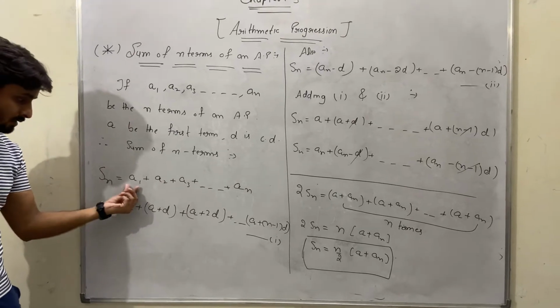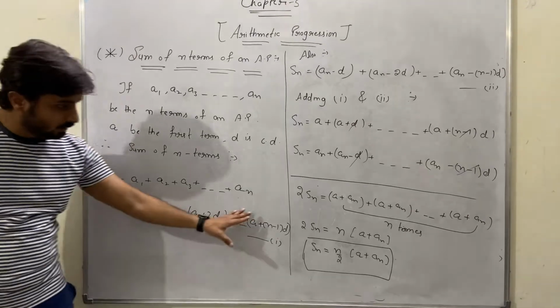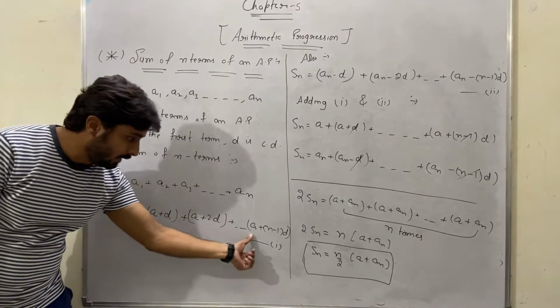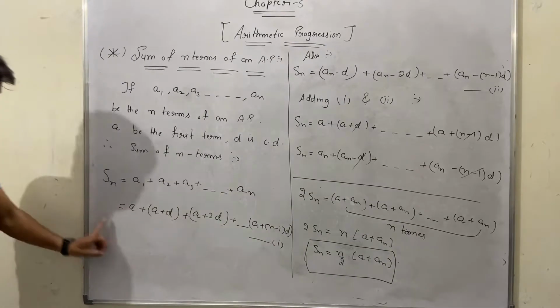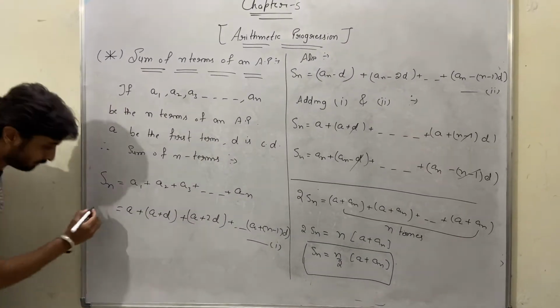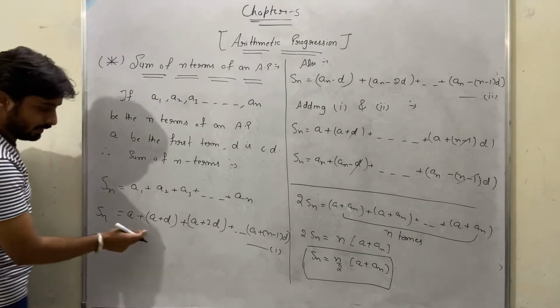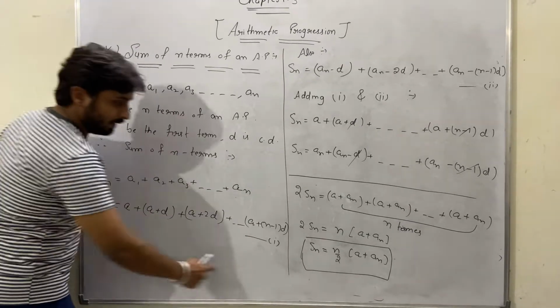Now what is the first term? The first term is a, the second term is a plus d, the third term is a plus 2d. Similarly, the nth term, we know, is a plus (n minus 1)d. So these are the n terms of an AP. We'll write it as equation number 1, right? So this is Sn: a, a plus d, a plus 2d, up to a plus (n minus 1)d.